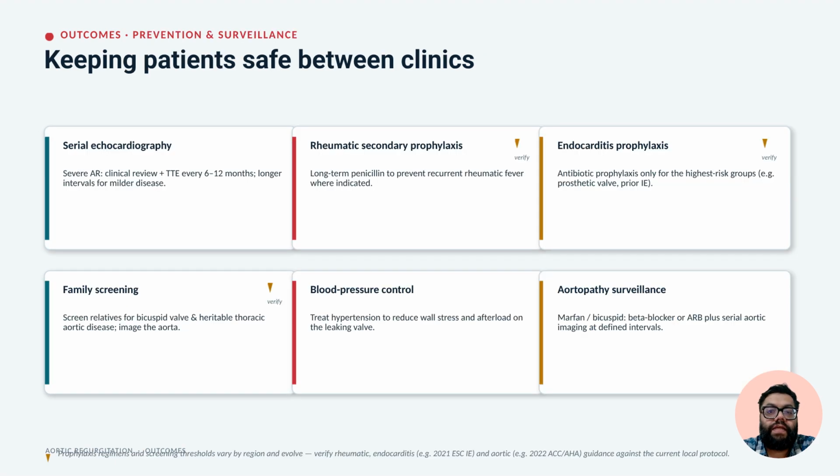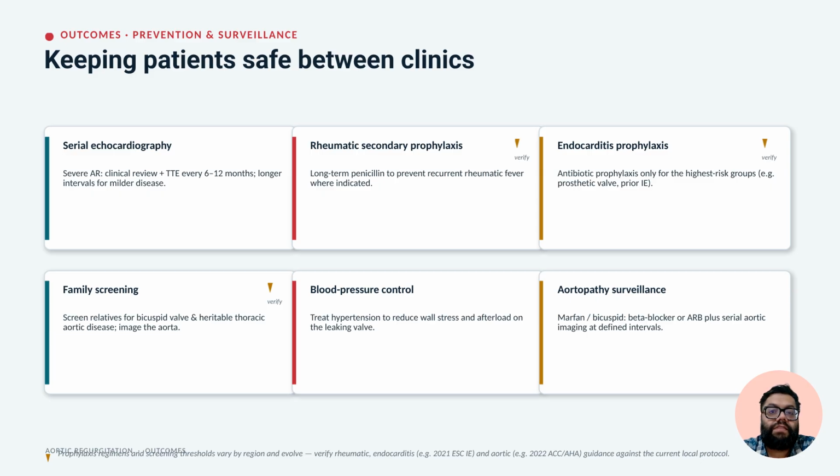Between operations and clinics, a handful of measures keep these patients safe, and several carry a deliberate verify flag because the exact rules shift by region and over time. The backbone is serial echocardiography. In severe disease, clinical review and a transthoracic study every 6 to 12 months, spaced out for milder leaks.